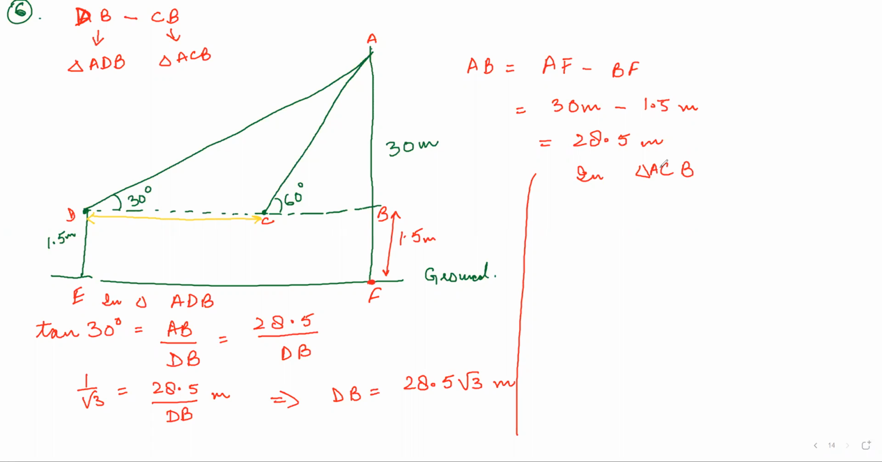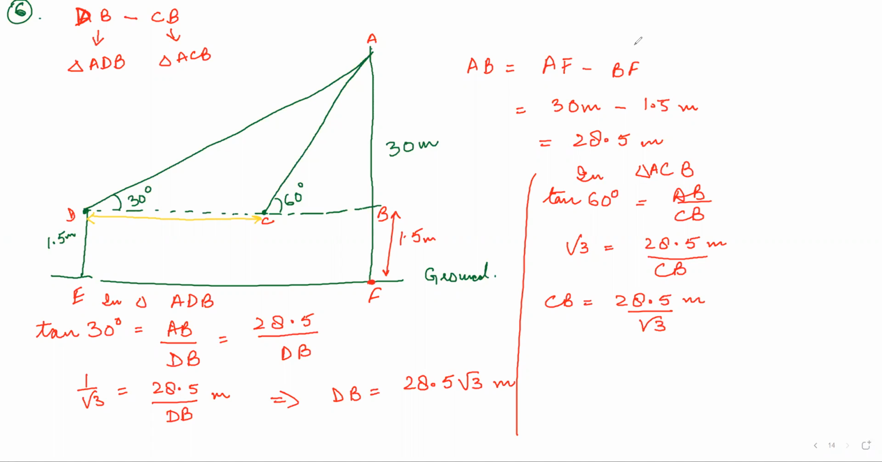Again, I want to find the base and I know the perpendicular. So again, I can use tan 60 is perpendicular over base. That means AB by CB, right? Yes, ma'am. Root 3 is equal to AB. I have found 28.5 meters and CB I want to find. So here your CB comes out to be 28.5 meters divided by root 3, right?